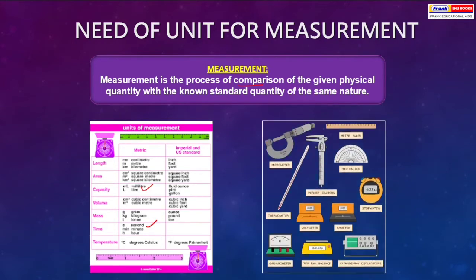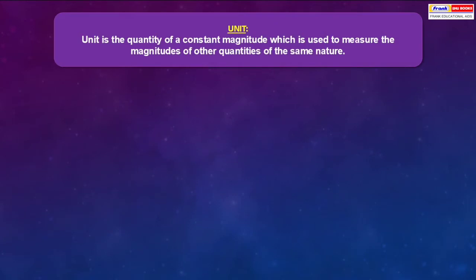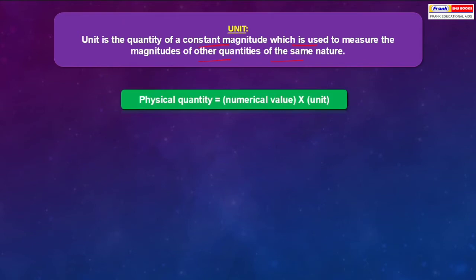And we have different kinds of instruments, different tools to measure different physical quantities, like micrometer, vernier caliper, protractor, meter ruler. So now we are going to move towards what a unit is. A unit is the quantity of a constant magnitude which is used to measure the magnitudes of other quantities of the same nature. For example, physical quantity equals numerical value into unit.